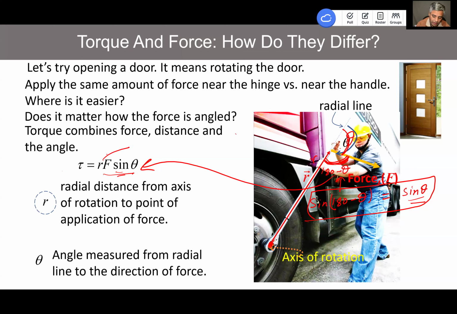And by the way, the formal name of R is position vector. It is the position of the force from the axis of rotation. So that's why it is also called the position vector. That is the formal name. Okay.